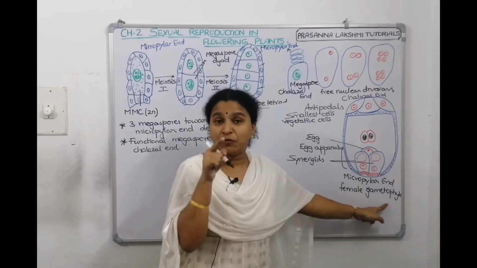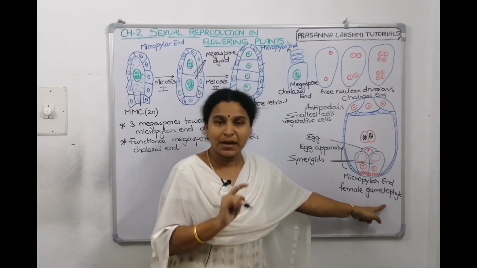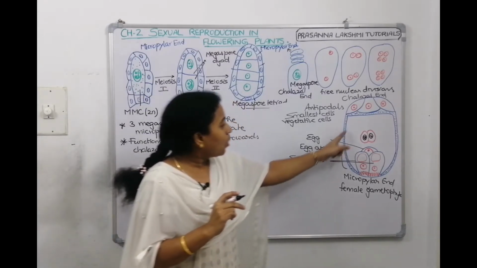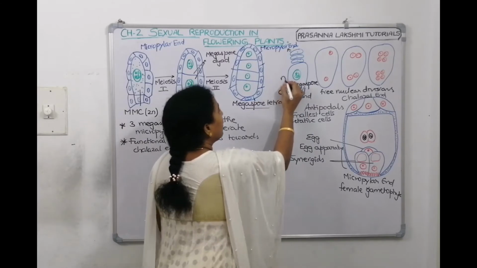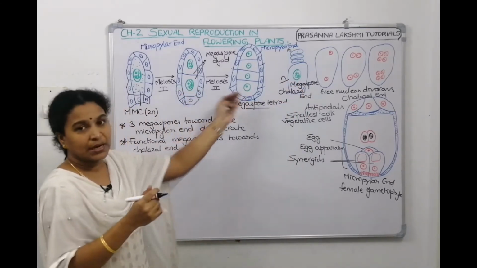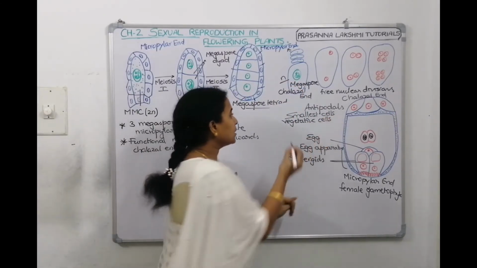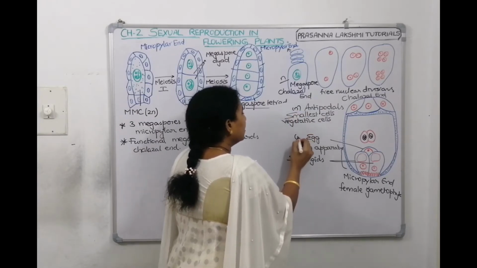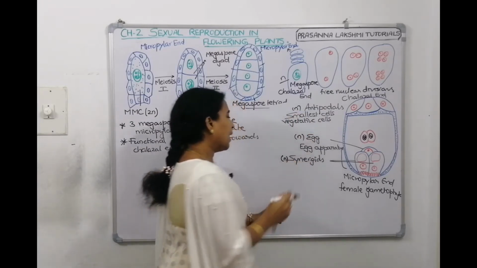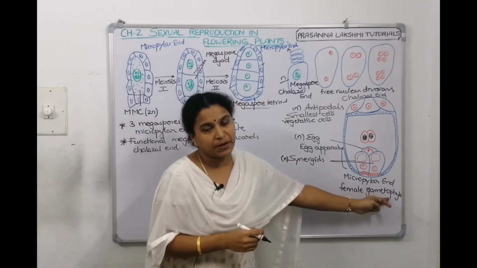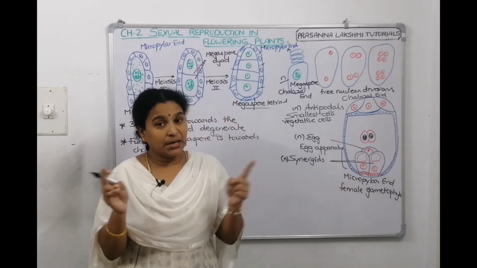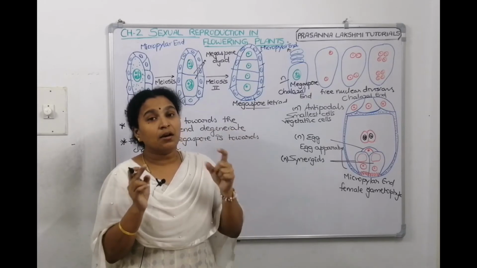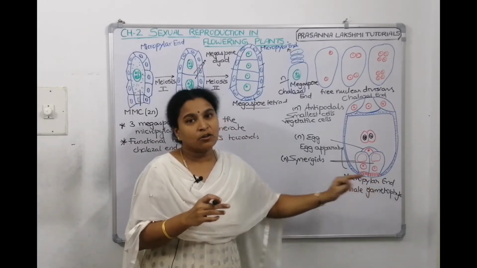It represents the gametophytic generation of the life cycle of angiosperms. All these cells form from one megaspore which is haploid. Why is the megaspore haploid? Meiotic division happened. So antipodals are haploid, egg haploid, synergids haploid. So it represents the gametophytic generation. It is a female gametophyte. It contains 2 synergids laterally, 1 egg at the center. All the 3 are located towards the micropylar end.